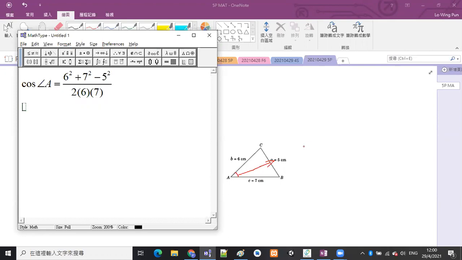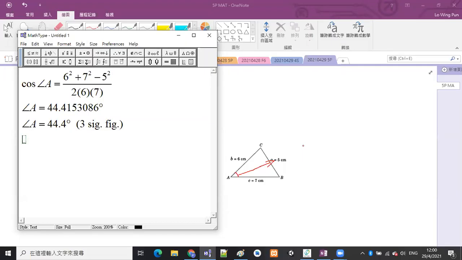And then you just use the calculator here. 6 square plus 7 square minus 5 square, enter. And then divided by bracket 2 times 6 times 7. Should be 0.714 something. And then shift cosine, answer. So angle A will be equal to 44.4153086 degrees. Can you get this? Angle A is an answer because the question asks us to solve the triangle. Therefore we may correct this to 3SF, 44.4 degrees. Okay, this is 3 significant figures.